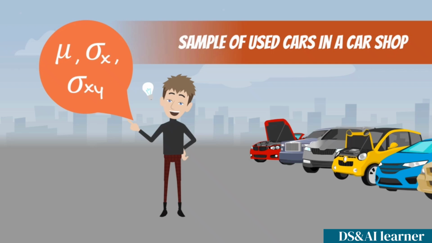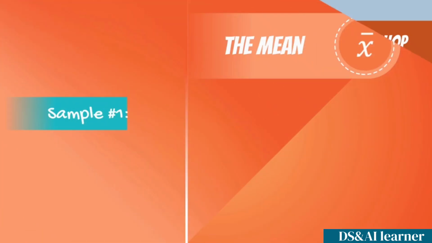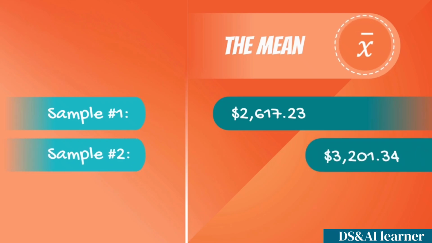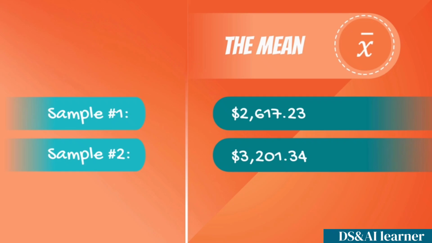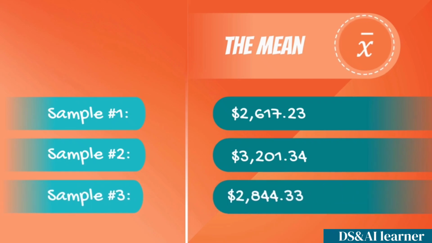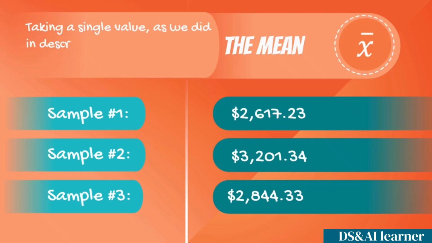Let's draw a sample out of that data. The mean is $2,617.23. Now, a problem arises from the fact that if I take another sample, I may get a completely different mean, $3,201.34. Then a third with a mean of $2,844.33. As you can see, the sample mean depends on the incumbents of the sample itself. So, taking a single value, as we did in descriptive statistics, is definitely suboptimal.